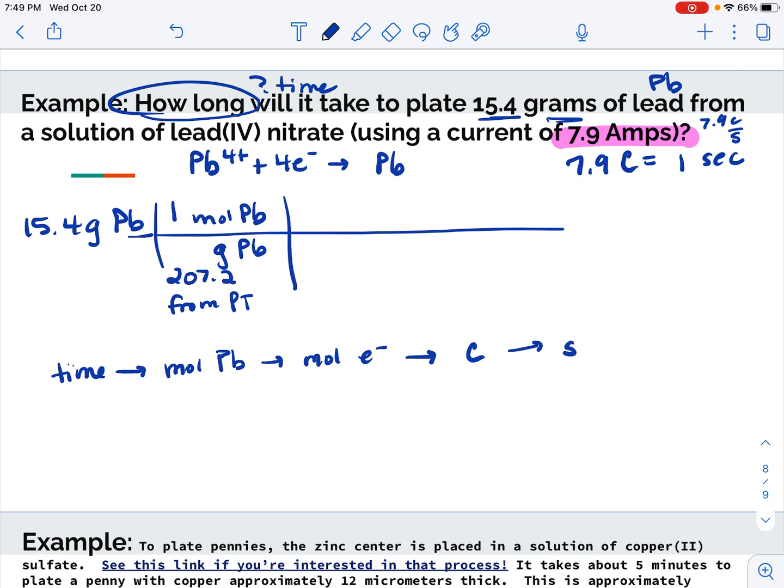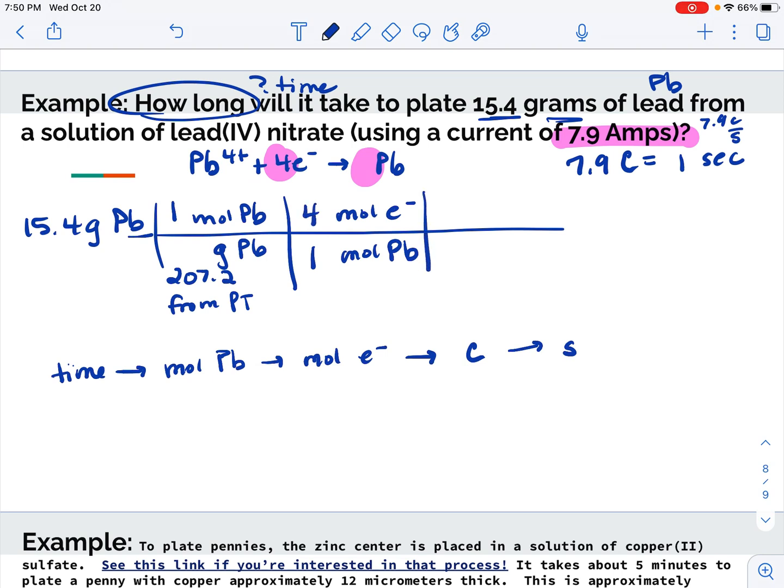So we've converted our grams of lead to moles of lead. So now we need to go from moles of lead to moles of electrons. And that's going to come from the coefficients in our equation. So 1 mole of lead, 4 moles of electrons.